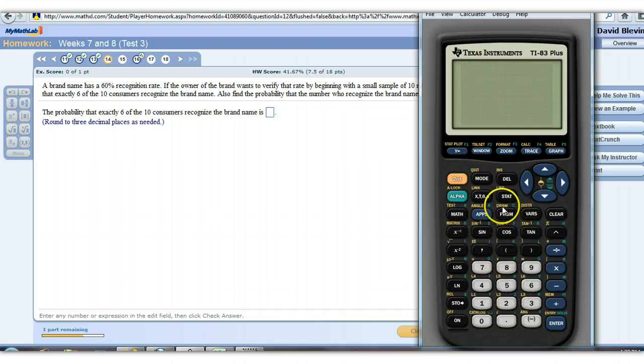Alright, so if that's true, this is a binomial distribution because we know how many people we have. We have exactly 10. What's the probability that any one of these people will recognize the brand name? That's what this is. Right, 60% recognition rate, so 0.6. And then how many exactly are we looking for here? We're looking for exactly 6, so that's a PDF problem. And so we put in the 6 there and enter. So there's a roughly 25% chance that happens. Alright, 0.251.